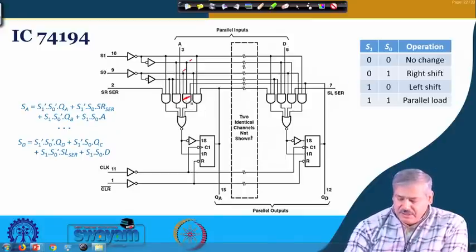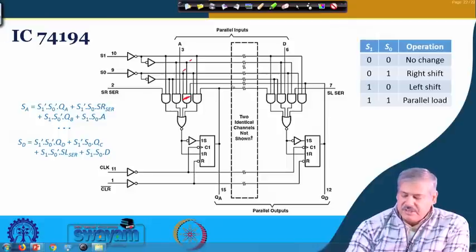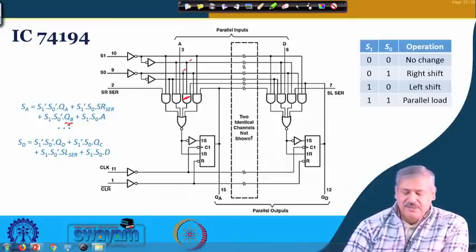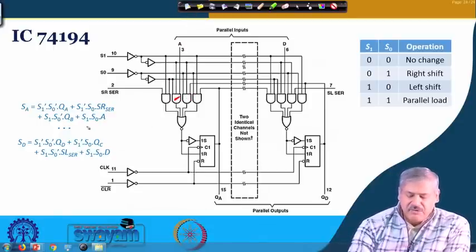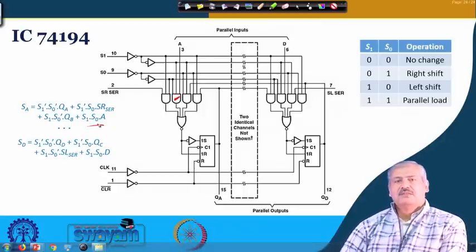In this, the input is coming from the previous stage. That is QA, so the previous stage is QB, so it is coming from QB. And finally, here S1 and S0 both are 1. So this is the case, this is the AND gate. In this case A is coming over here. Is it clear?